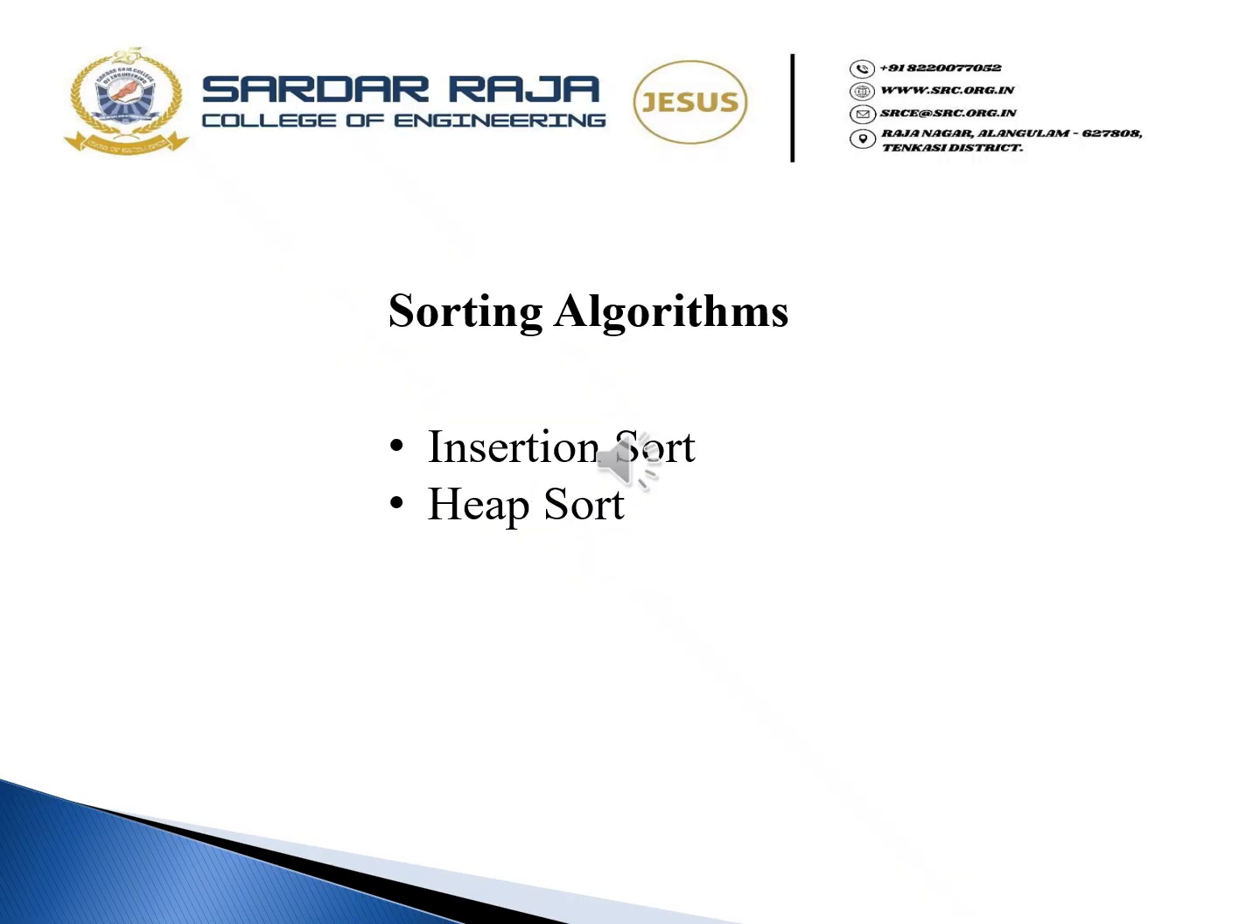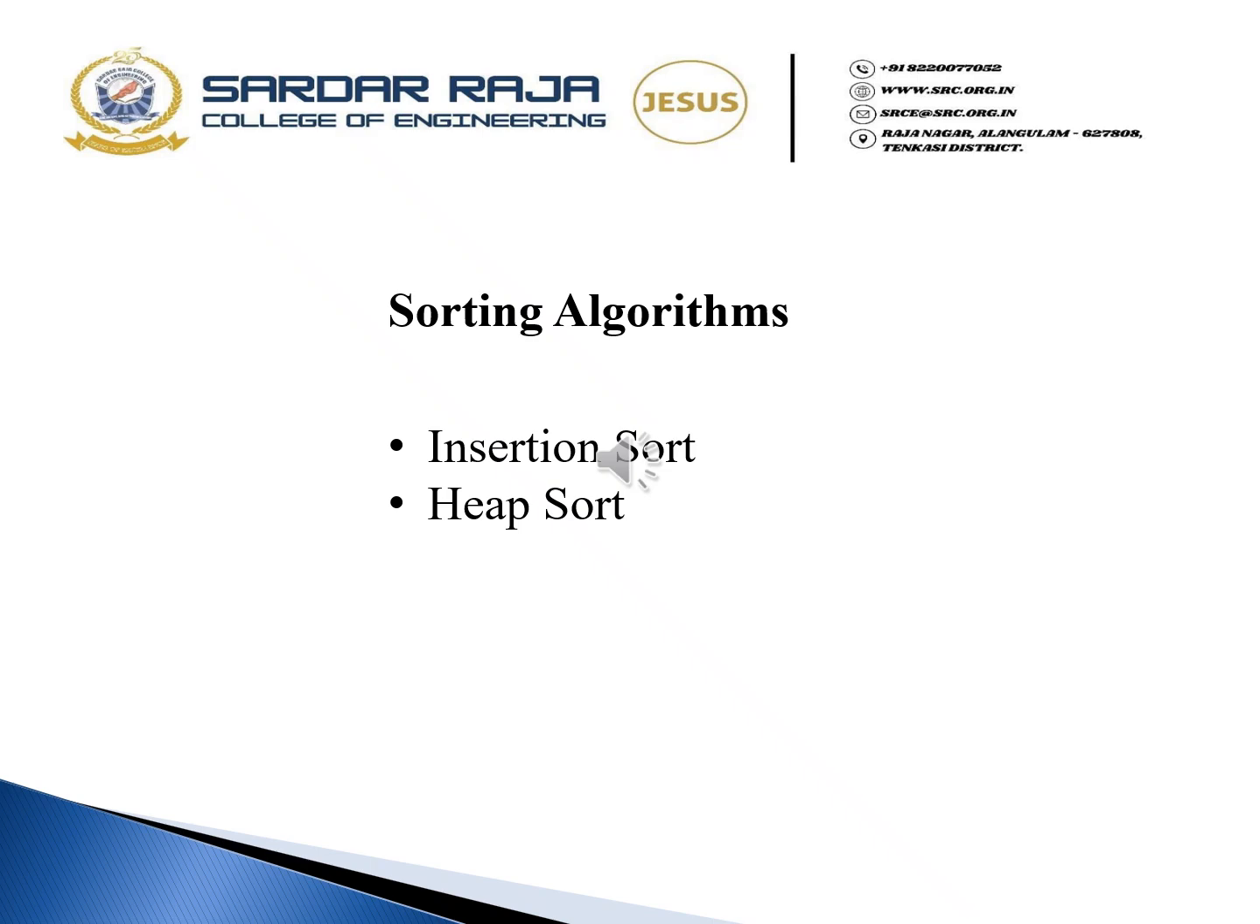This is a very interesting topic in this subject, sorting algorithms. It has two types, insertion sort and heap sort. Insertion sort builds the sorted array one element at a time by inserting each new element into its correct position. Then it has a space complexity and stability.